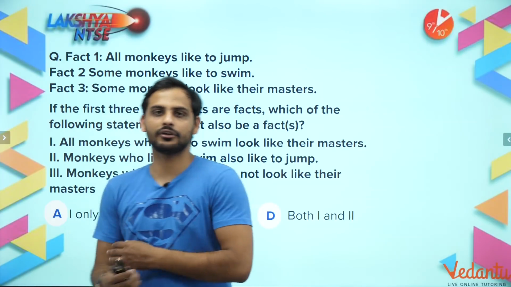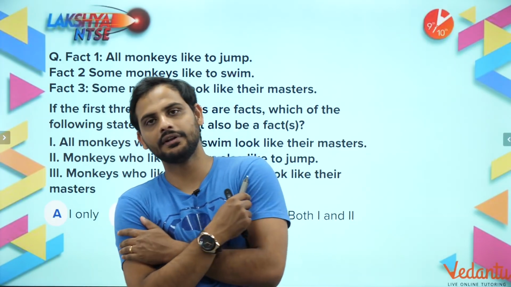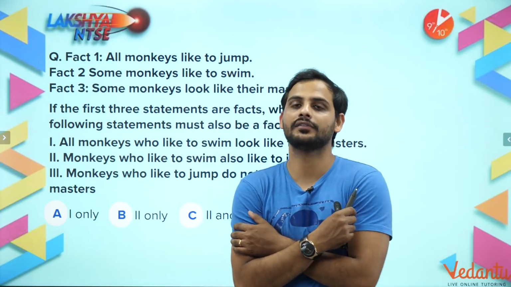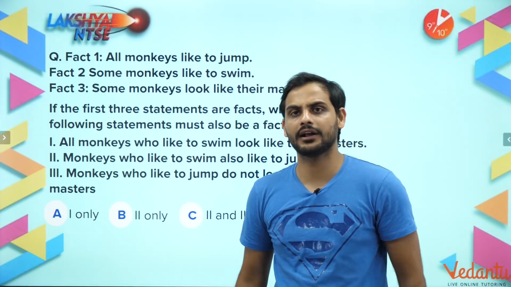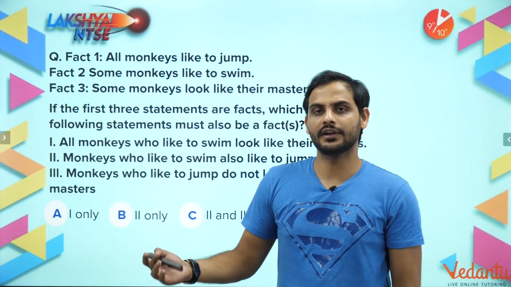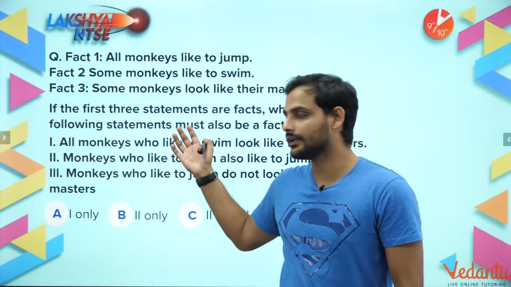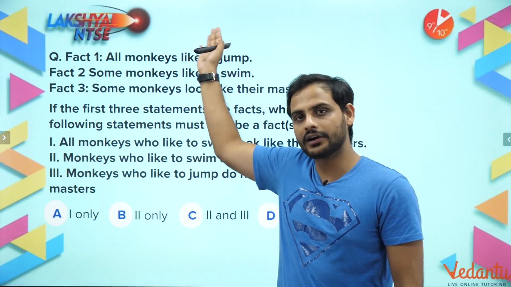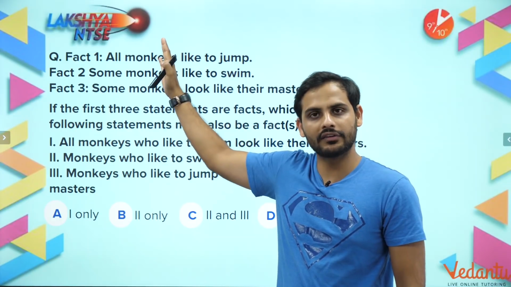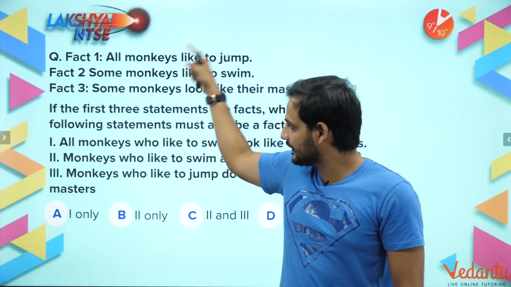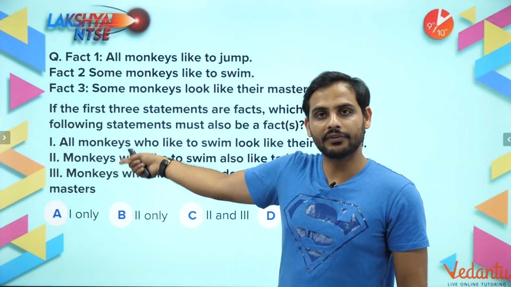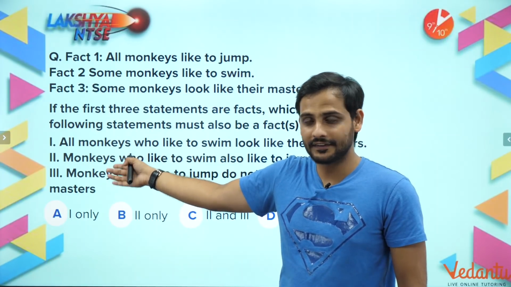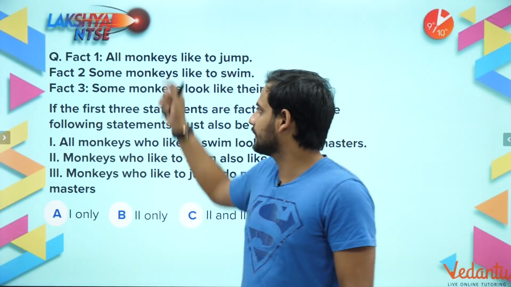Here, some statements will be given, and out of those statements you have to first try to draw a Venn diagram and then think whether you can conclude the things given. They will give you some facts. Those facts are true. Whatever is given in the question is true. They will ask you certain things and you have to verify whether they are true or not. Let us see here.